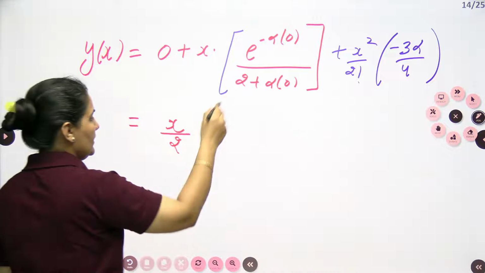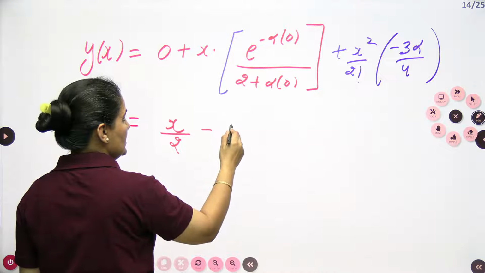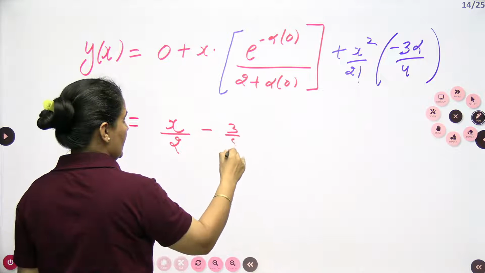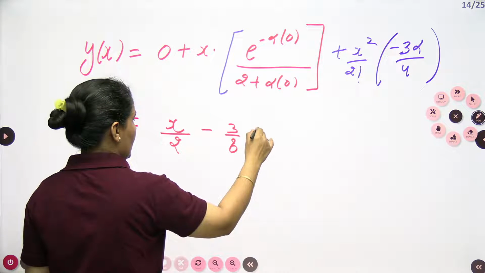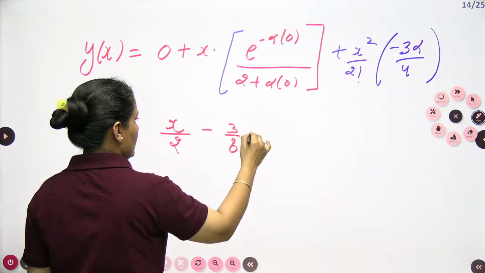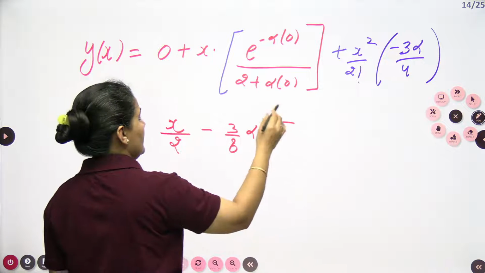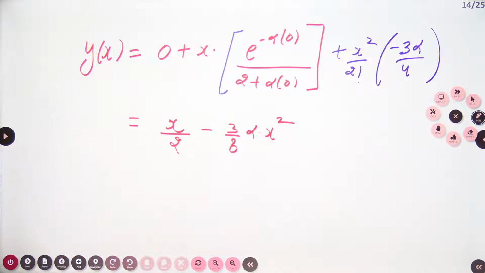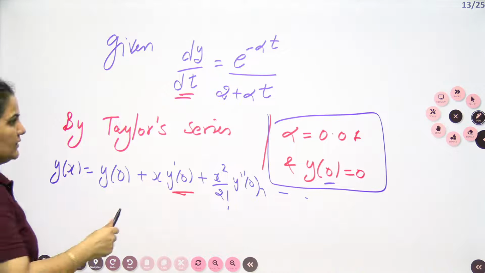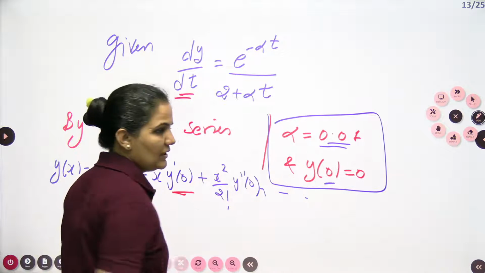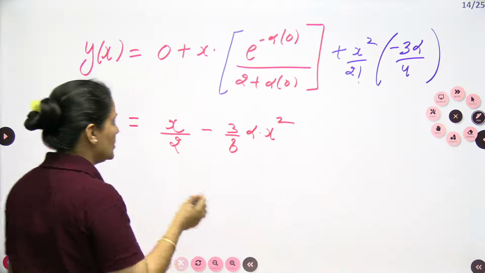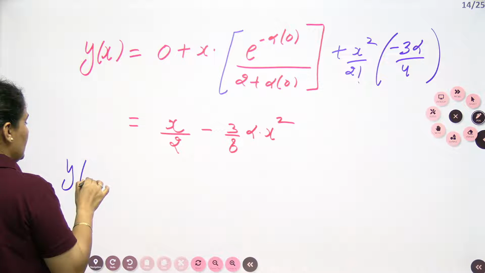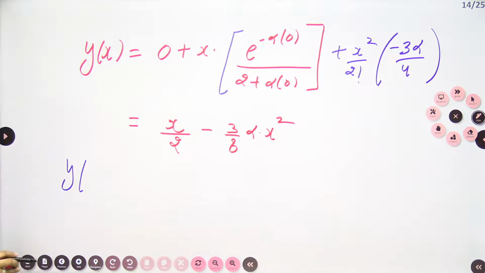Okay, if I go with the second one, this will be 3 by 8, and this is alpha, and we are having alpha also, and x square. So if I go with the value of alpha, here I need to put the value now. I need to find out the value at alpha equals 0.01.